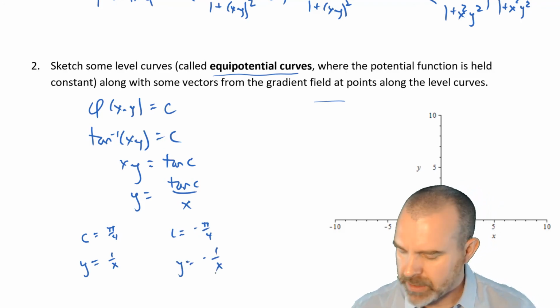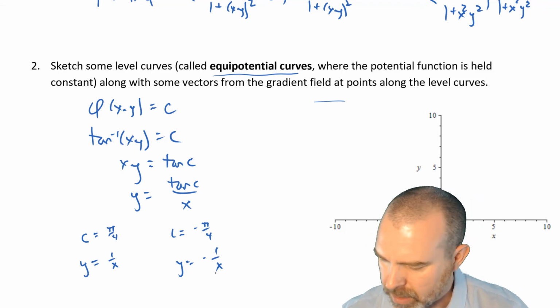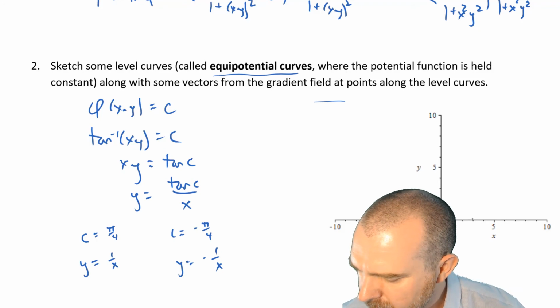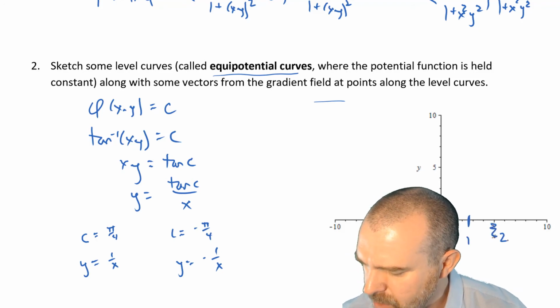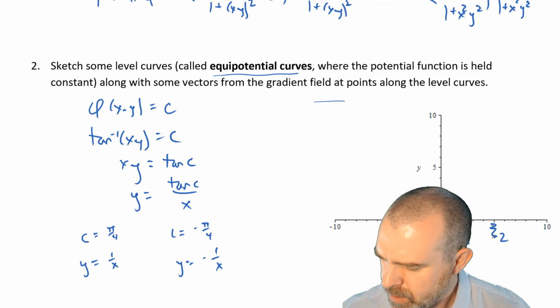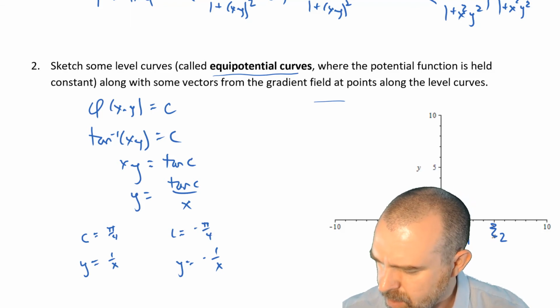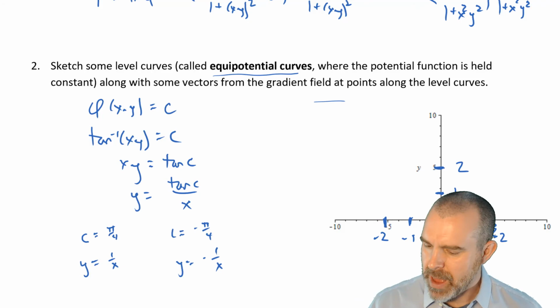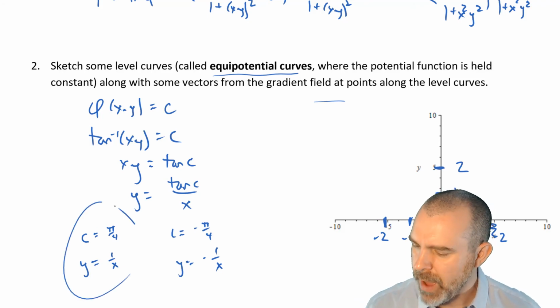Let's draw those. This is when we kind of have an ugly graph here. We need a little bit bigger. We're going to call this 1, call this 2, negative 1, negative 2. It's just a little too small here, and I thought I had fixed that, but apparently not. Okay, so for c equal pi over 4, y is 1 over x.